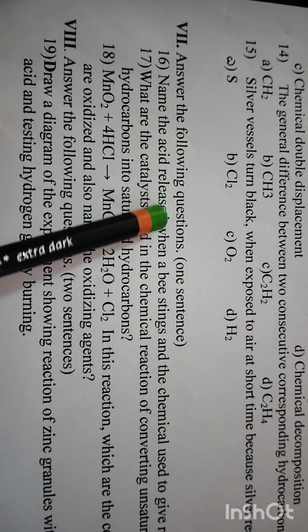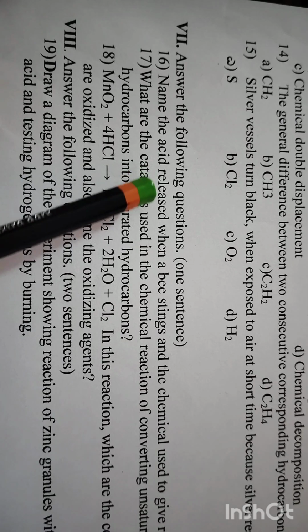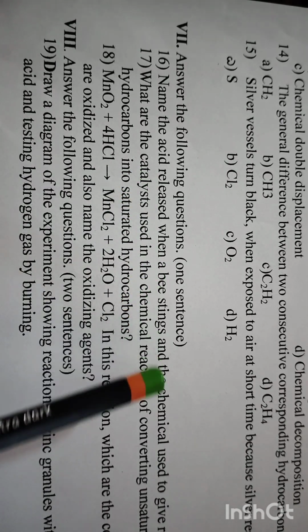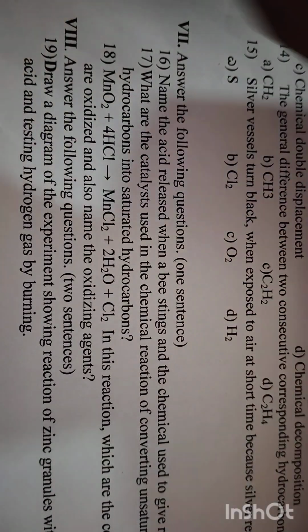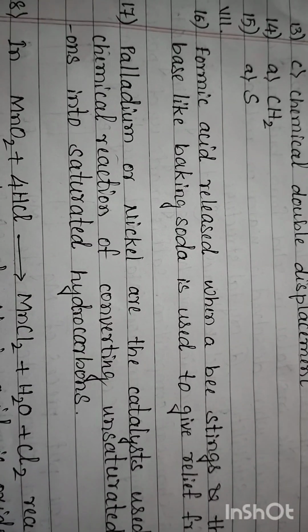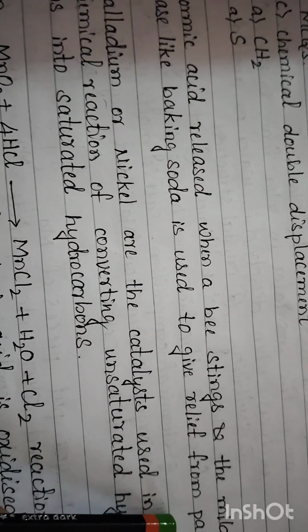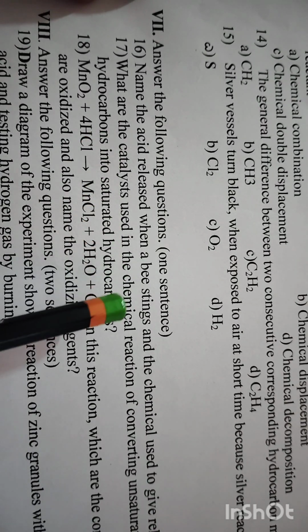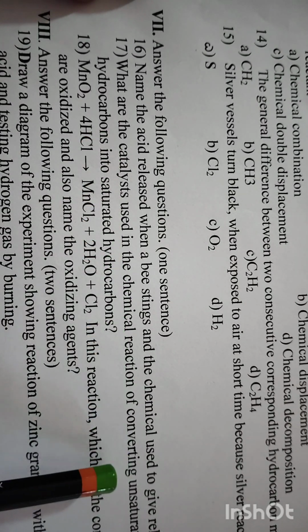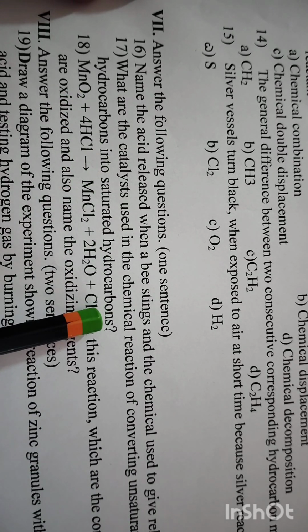7th main, answer the following questions in one sentence. 16th one: name the acid released when bees sting and the chemical used to give relief from pain. Formic acid is released from bee stings, and a mild base like baking soda is used to give relief from pain. Next, 17th question: what are the catalysts used in the chemical reactions of converting unsaturated hydrocarbons into saturated hydrocarbons?